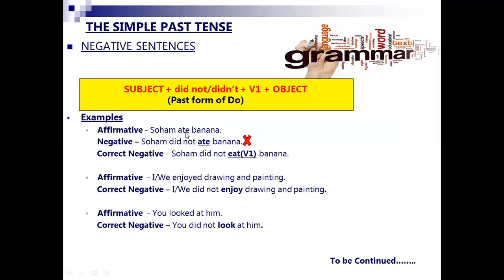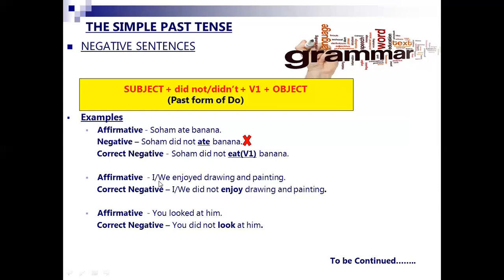So what is the formula of a negative sentence? First we write the subject as it is, that is Soham. Then next we use did not, did not for negative past tense. So Soham did not. Many students write the main verb as it is, like Soham did not ate banana. But it is totally wrong. If you write like this, you will get 0 marks. See, the correct form is Soham did not eat banana. Here after did not, we have to use V1 of the verb, that is eat. Soham did not eat banana. This is the correct one.